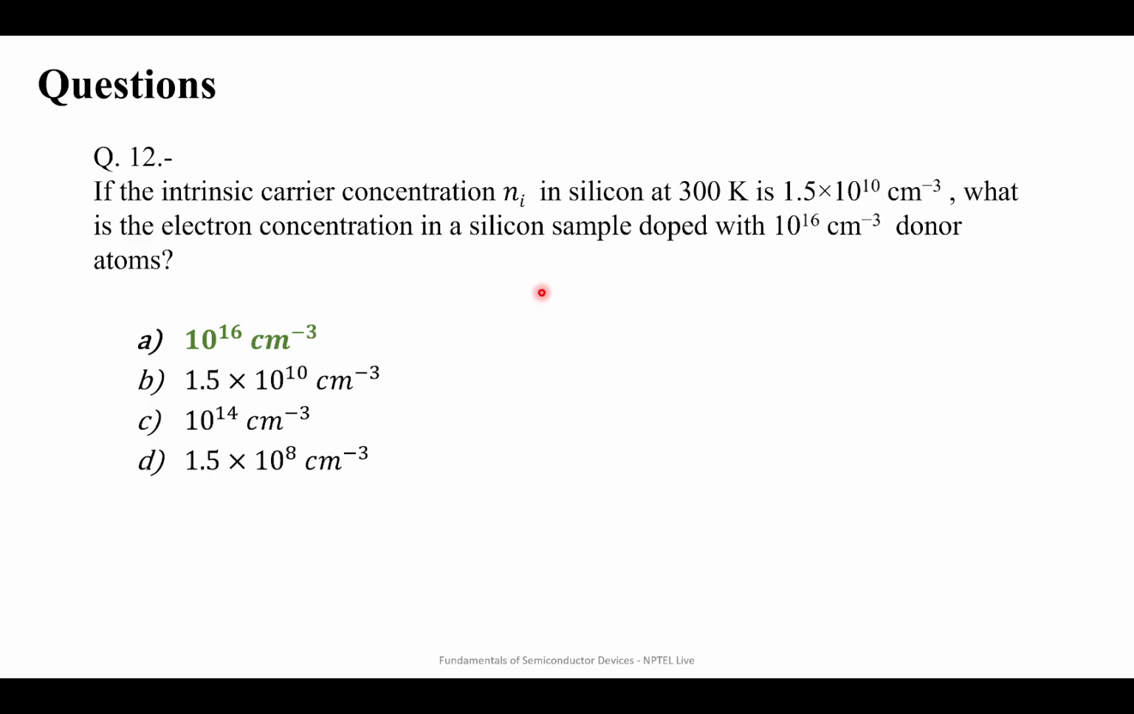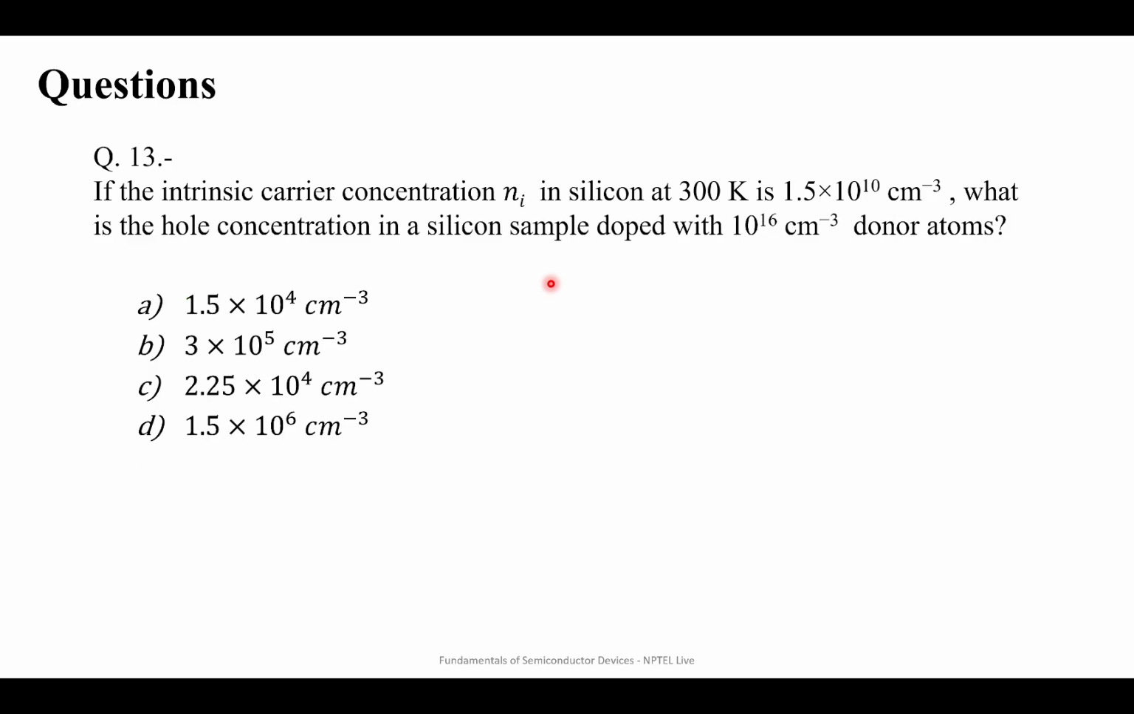Now, to make it a little complicated, we can ask what is the hole concentration. If the intrinsic carrier concentration in silicon at 300 Kelvin is 1.5 into 10 raised to power 10 per centimeter cube, what is the hole concentration when doped with 10 to the power 16 per centimeter cube donor atoms? 1.5 into 10 to the power 4, 3 into 10 to the power 5, 2.25 into 10 to the power 4, or 1.5 into 10 to the power 6 per centimeter cube.